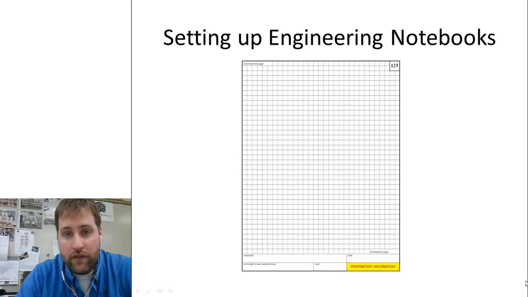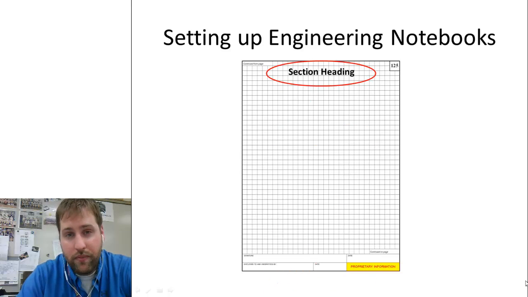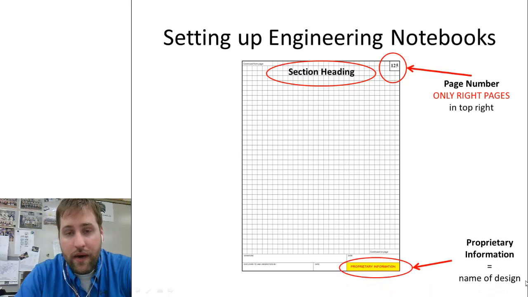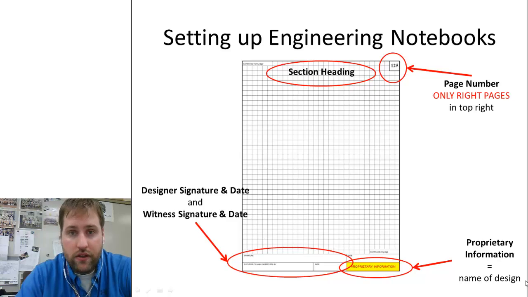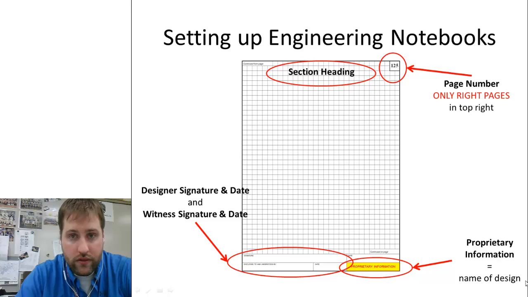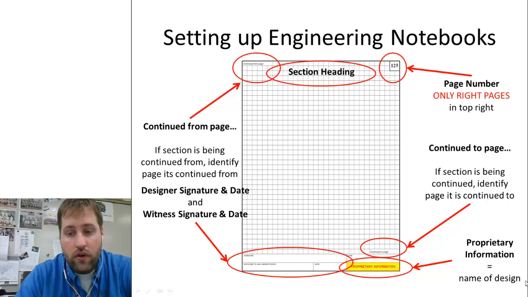Now, the general format of a page. Every single page, on the right hand side pages, will always have a section heading and a page number at the very top. Towards the bottom, you'll see on the bottom right will always be proprietary information. Proprietary information literally means the name of your design. Also on the bottom, you'll see that there's a spot for your designer or engineer to sign and a witness. With every signature should also come a date. Then you also have items of continued to and continued from.